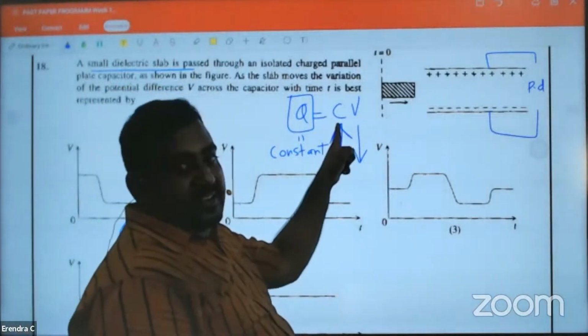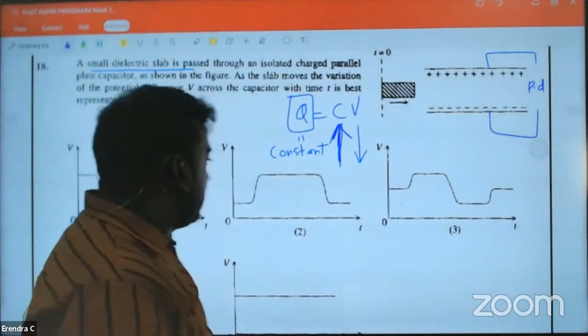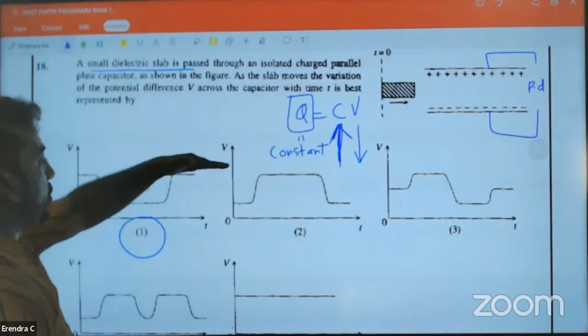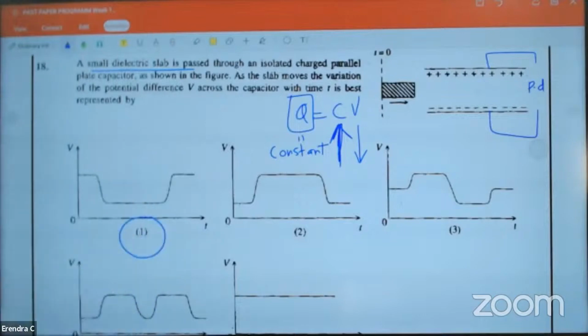So capacitance increases, potential drops. So the moment it enters, potential drops. The moment it goes out, potential is the same. Correct answer is answer number 1.